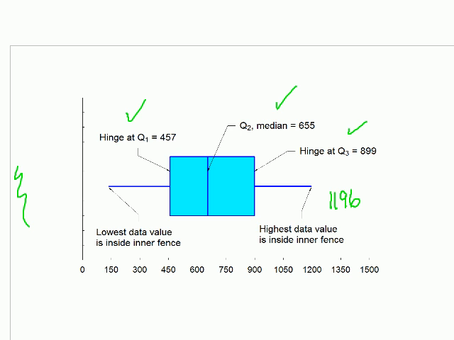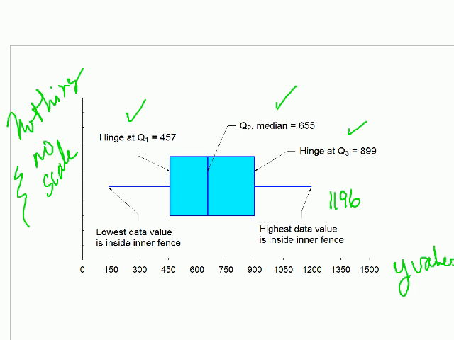Down here, because this is a horizontal box plot, these are your y values. What is over here on this axis? Nothing. It has no meaning. There's no scale here. And there's a reason for that. The height of the box has nothing to do with the data. It only has to do with how you wanted to make it so that it looks nice.